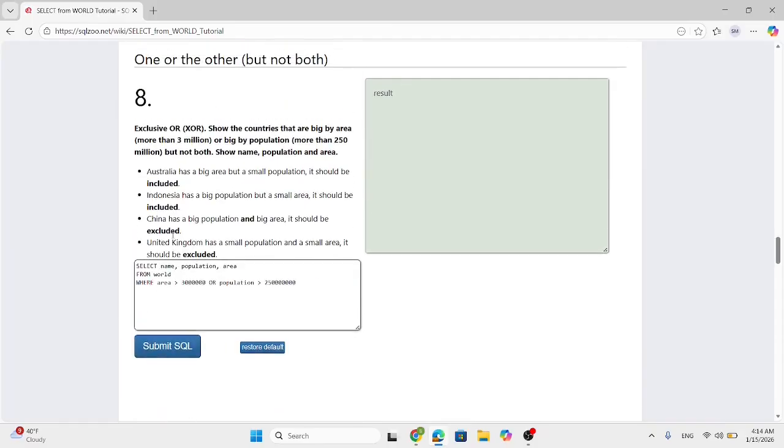So what we are going to do in here: select name, population, area from world where we need to do something like this. Area should be more than 3 million square kilometers, and the population should be less than or equal to 250 million. Okay, in this way. And then we are going to make again OR.